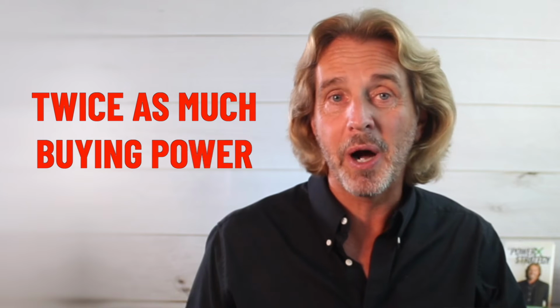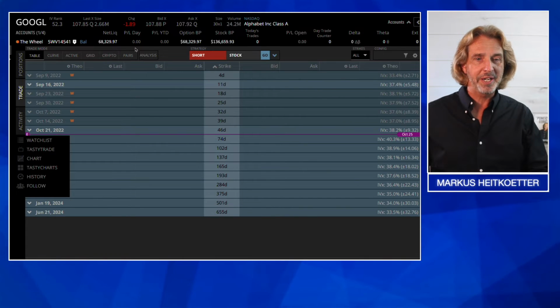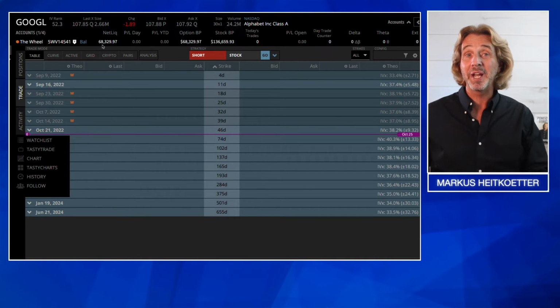Well, you see, margin is the amount of money that a trader must have in their account to enter into a trade. And you probably already know this from trading stocks. When you open a margin account, you have twice as much buying power as you put in your account. Let me give you a very specific example. This is one of my accounts. I haven't traded in this the whole year, but there's still around $68,000, a little bit more in cash there.